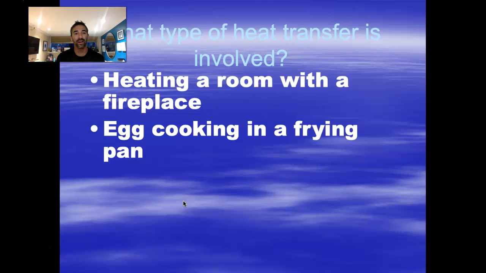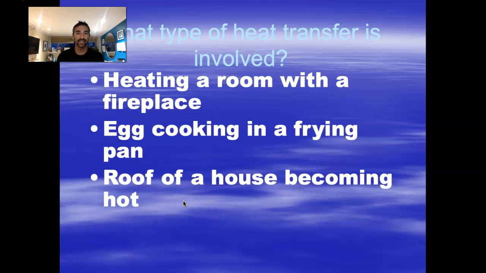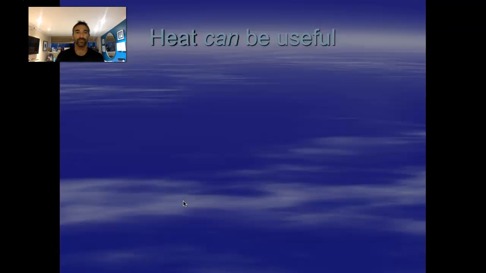What about cooking an egg on a frying pan? Well, if the egg is touching the frying pan, that would be conduction, because I'm literally heating the egg and raising the internal kinetic energy of that egg. The last is, what about the roof of a house becoming hot? Well, that's going to be hot from the sun, so that again would be heating by radiation.